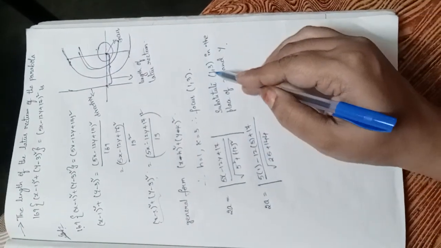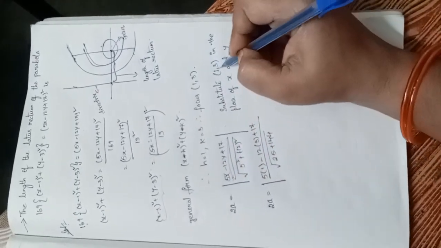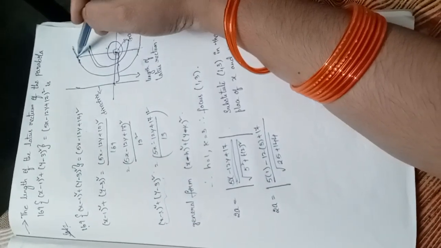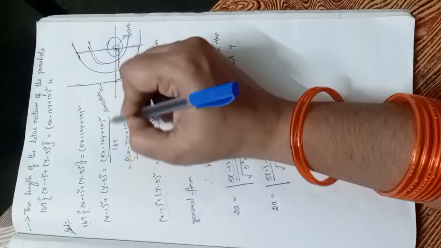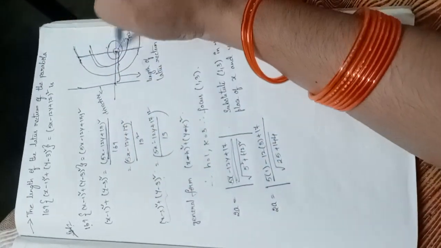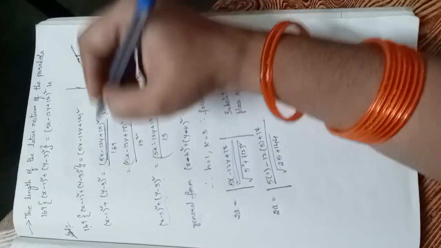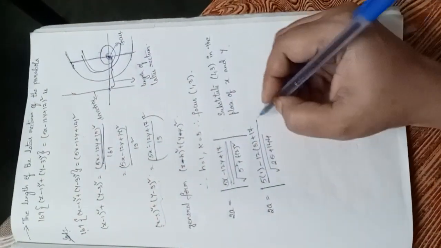Why did we substitute this point in this equation? This line is passing through the focus, no? So that's why this is the equation of this line, which is passing through the focus. That's why in this line we are substituting the focus point.